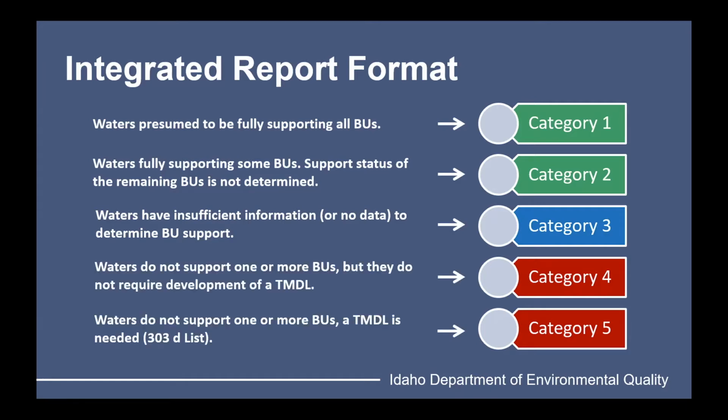So for category 4 and 5, category 4 is waters that do not support one or more beneficial uses, but they do not require the development of a TMDL. What I don't have here is a description of the subcategories within 4, but a really common example would be that they don't require the development of a TMDL because the TMDL has already been written. So that would be in category 4. Category 5 is waters that do not support one or more beneficial uses, and a TMDL is currently required. So these are our impaired streams on that 303(d) list.